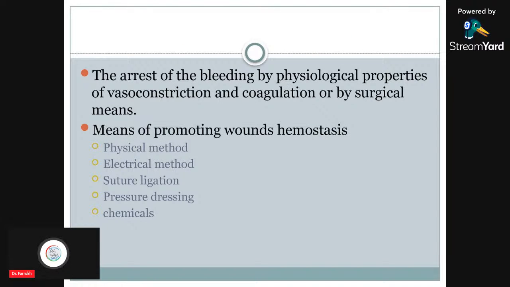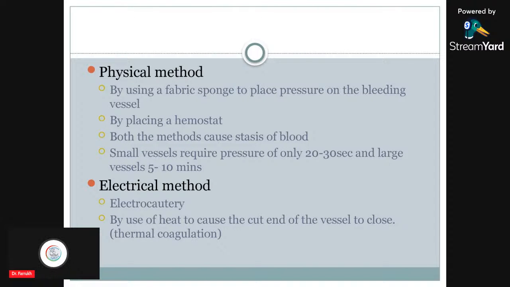Hemostasis is the arrest of bleeding by the physiological properties of vasoconstriction and coagulation, or by surgical means. Means of promoting wound hemostasis include the physical method, electrical method, suture ligation, pressure dressing, and chemicals. What about the physical method?